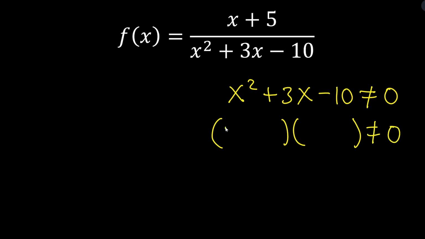And since a equals 1, I know we have an x here and an x here. And now what am I looking for? Two numbers that multiply together to negative 10, but add together to 3. So let's see, 10 and 1 aren't going to work. 5 and 2, that should work. Let's write a 5 here and a 2 here.